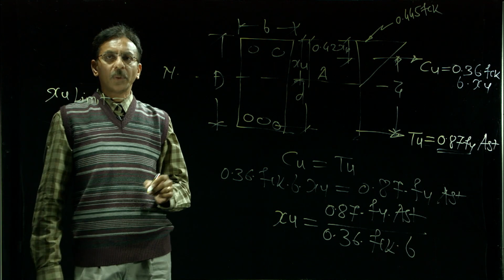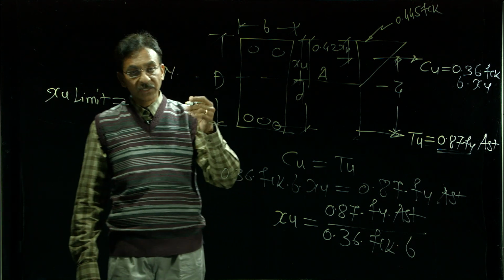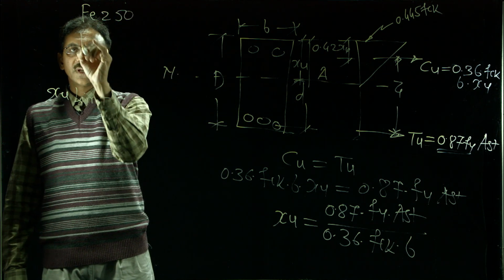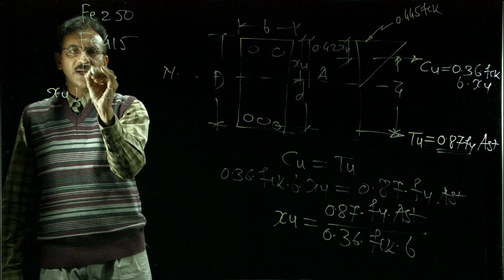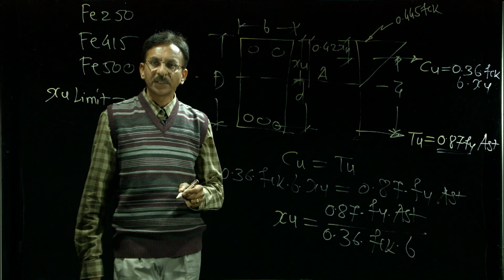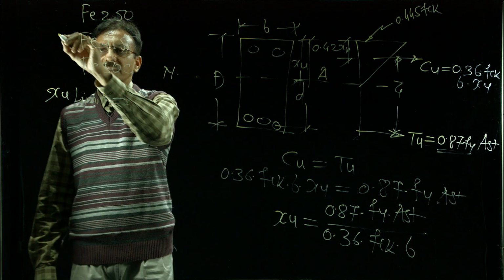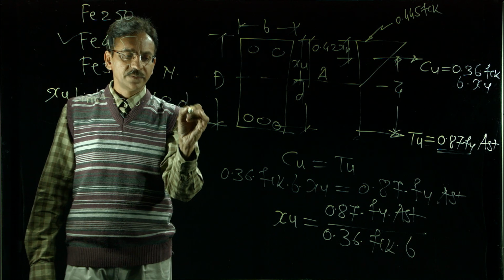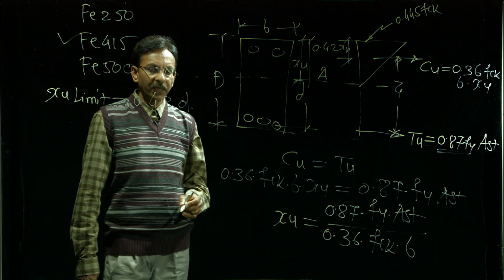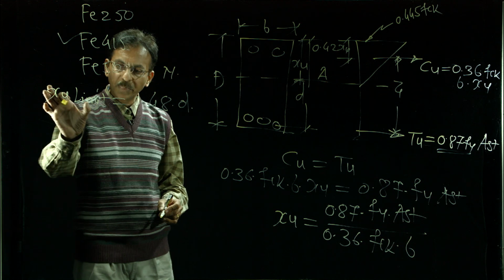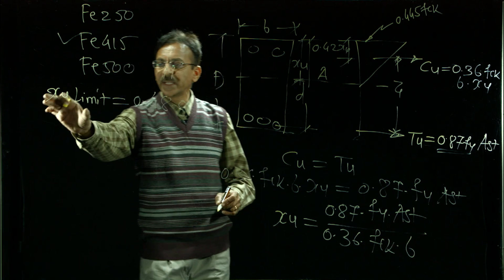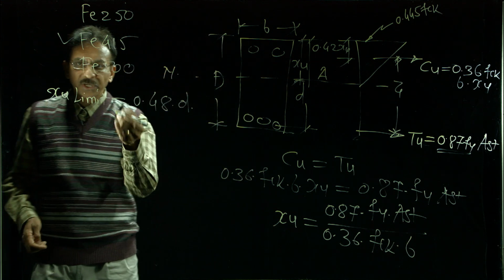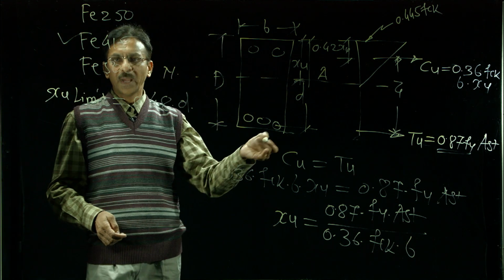Now, this value depends upon the grade of steel. As per the various grades like Fe 250, Fe 415 and Fe 500, their standard equations are given. But if you consider these 456, it is 0.48 into D. So, you calculate the XU limit and compare XU with this limiting XU, with the actual neutral axis position, and then you decide the section is under reinforced, over reinforced or balanced.